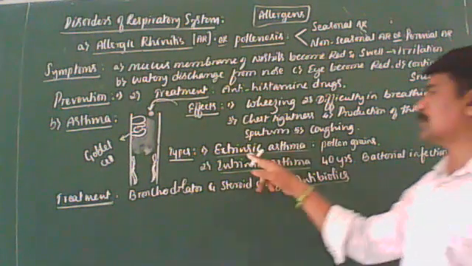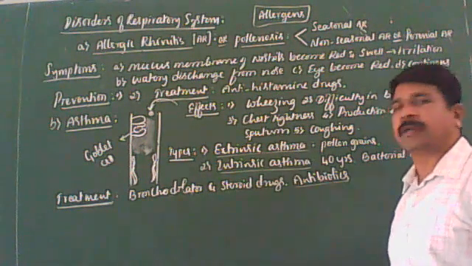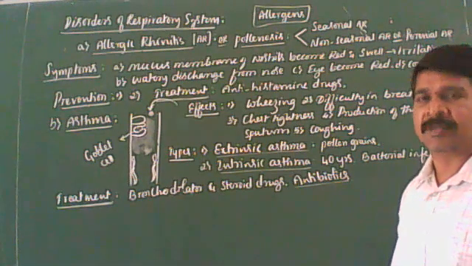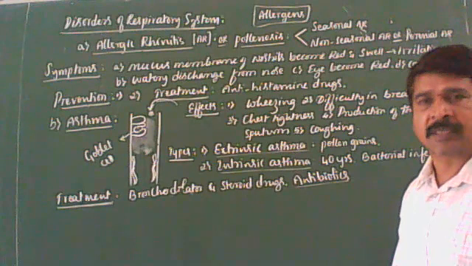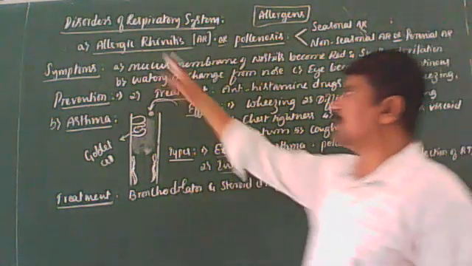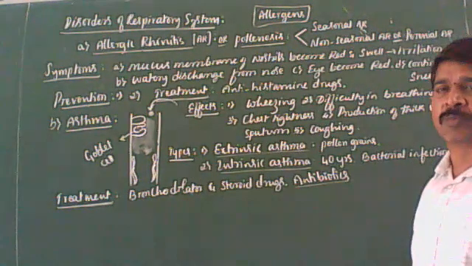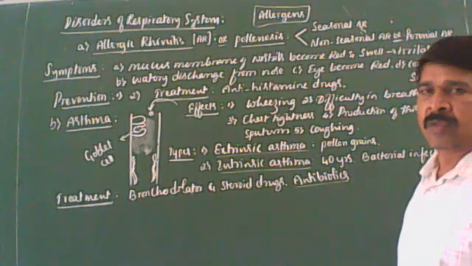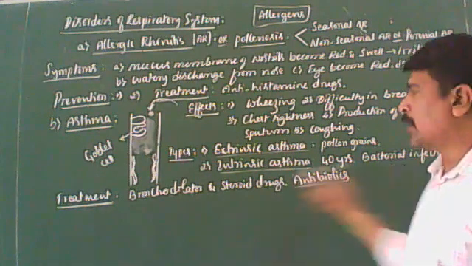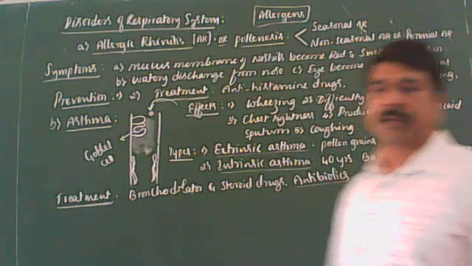They are of two types, extrinsic and intrinsic asthma. Extrinsic asthma occurs in early childhood or early adulthood, mainly caused due to allergens like pollen grains, house dust, animal dandruff, etc. And these patients have a family history of allergic diseases like rhinitis. Intrinsic asthma occurs in people who are more than 40 years of age, and it is mainly caused due to bacterial infection of the respiratory tract. And these patients do not have a family history of allergic diseases like rhinitis.